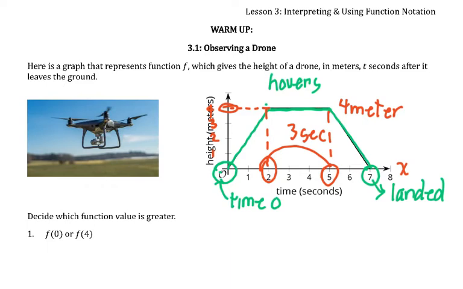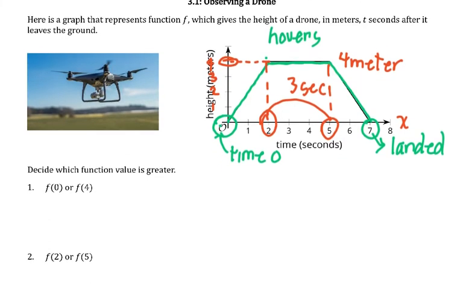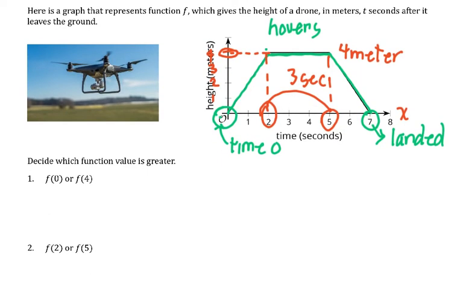And this is really important in this lesson, to be able to read a graph and answer some questions about it. So let's go ahead and use the graph and answer the question: decide which function value is greater. So now we're going to layer on, and we have to remember function notation. Again, remember function notation, and I'm going to use F because that's the letter I'm using here. The F is the name of the function. So this is the name.